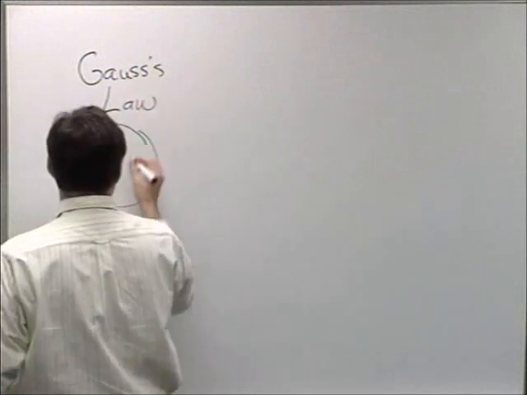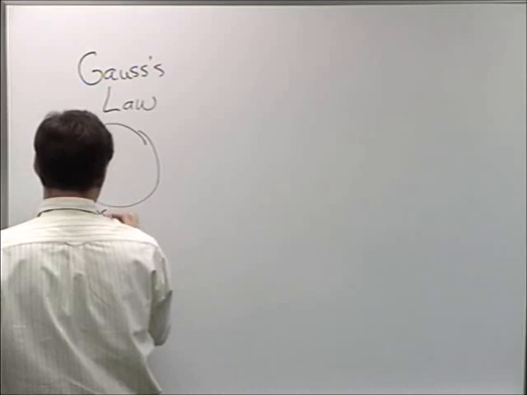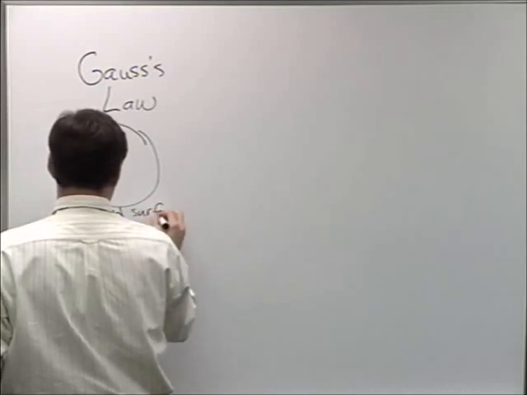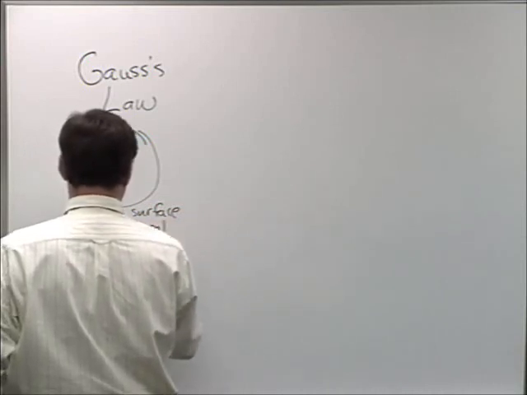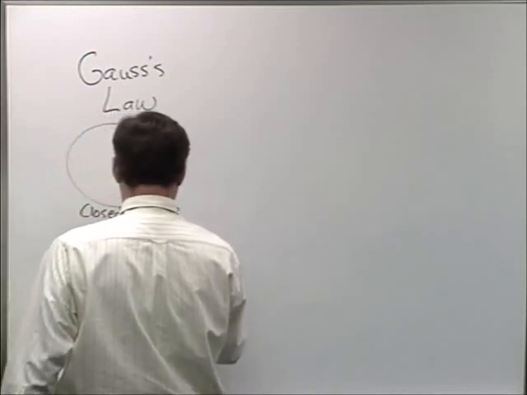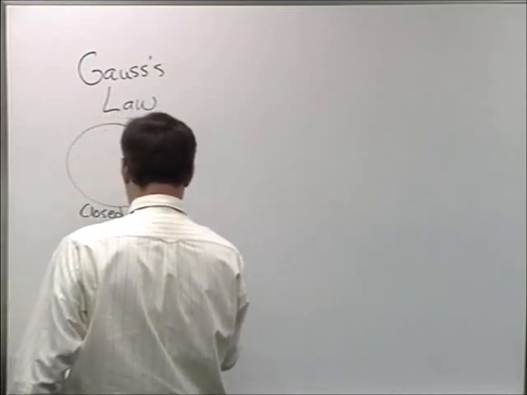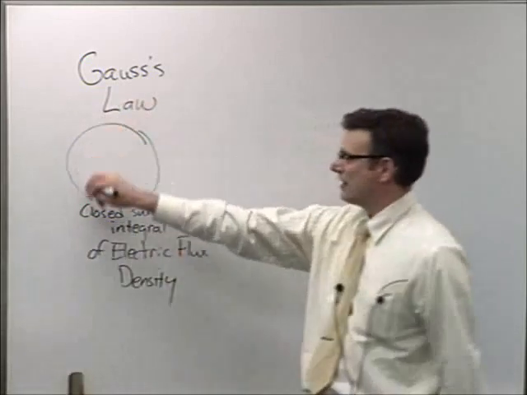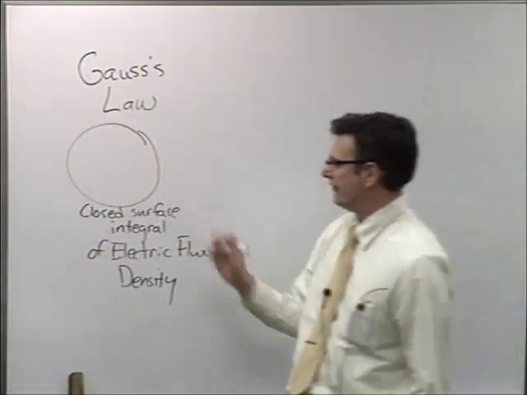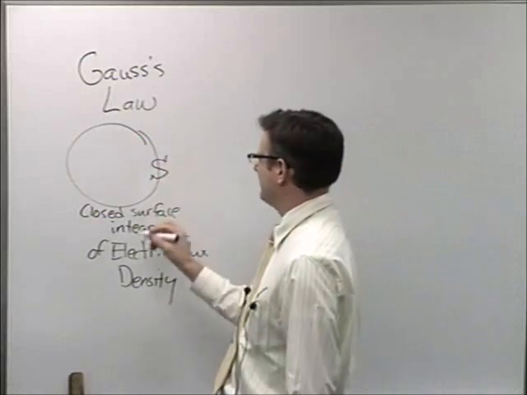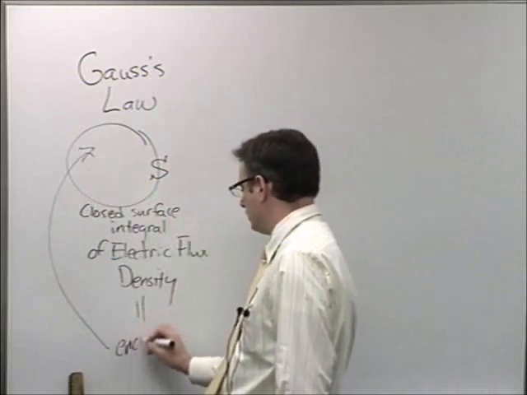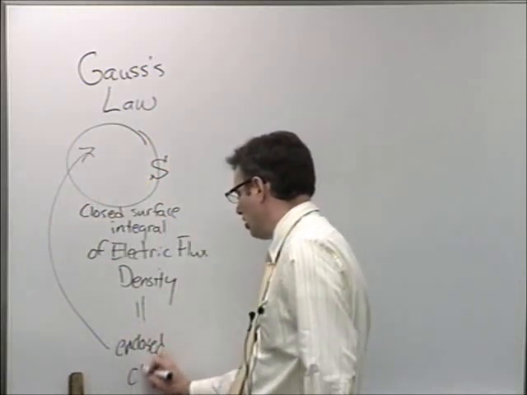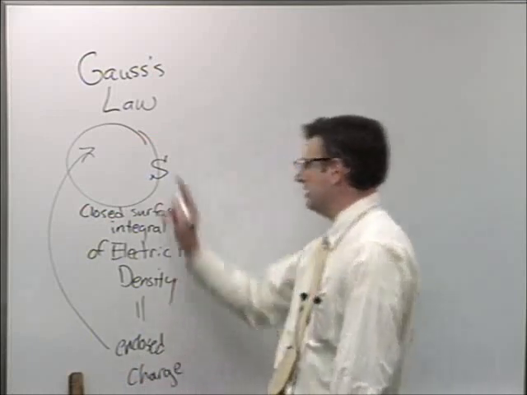So Gauss's law: you take a closed surface integral of electric flux density, counting the total amount of flux in coulombs that leaves that closed surface S, and that is equal to the enclosed charge, the net charge within there.